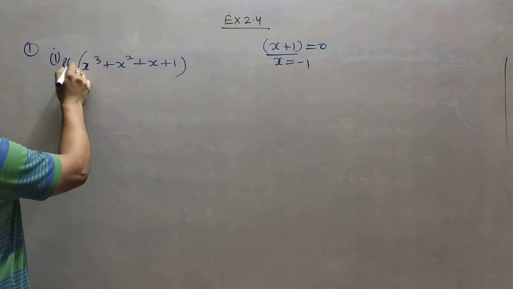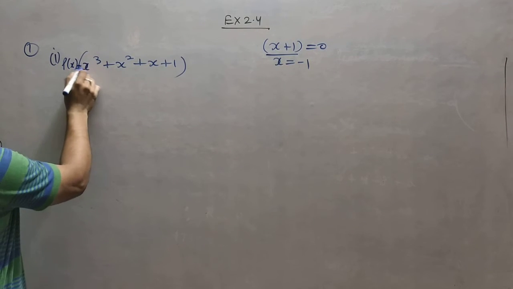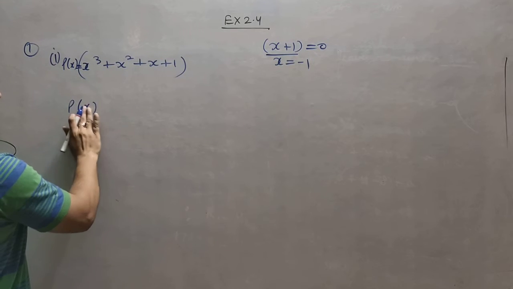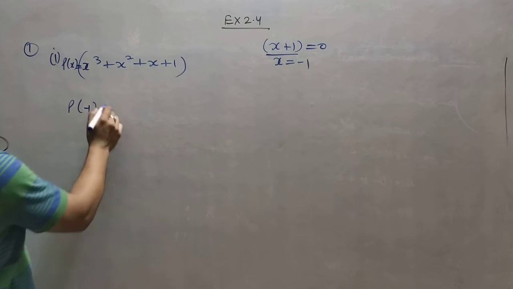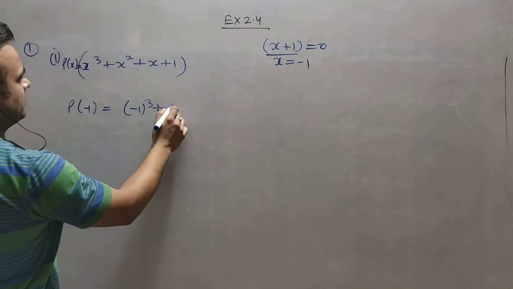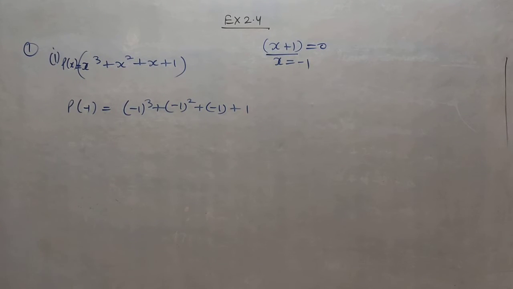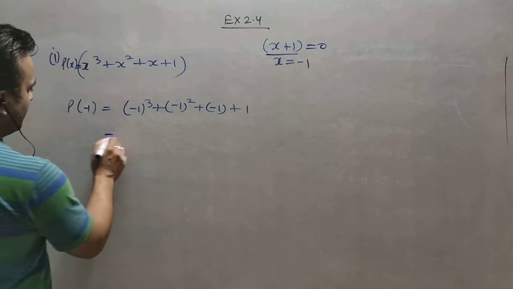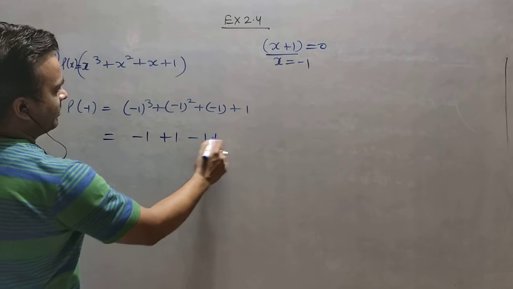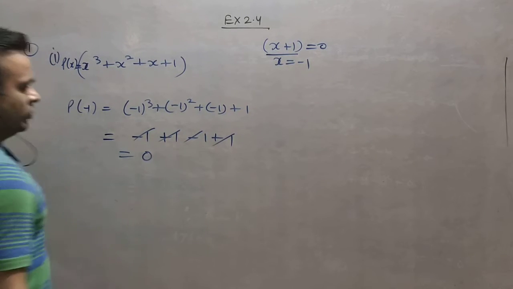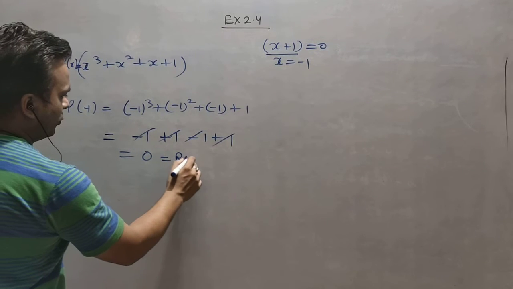Suppose I take p(x) equal to this one. We will check p(x) at minus 1. So, it will be (minus 1) cube plus (minus 1) square plus (minus 1) plus 1. It means here also we are using the remainder theorem. Right? By the result of the remainder, we get the result for the factor, whether it is a factor or not. Now, what will it be? Minus 1 plus 1 minus 1 plus 1. You can see that it is 0. Now, we can say that the remainder is 0.